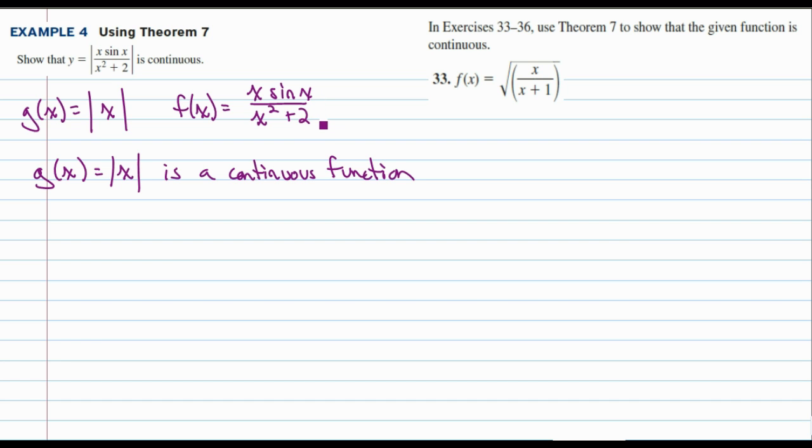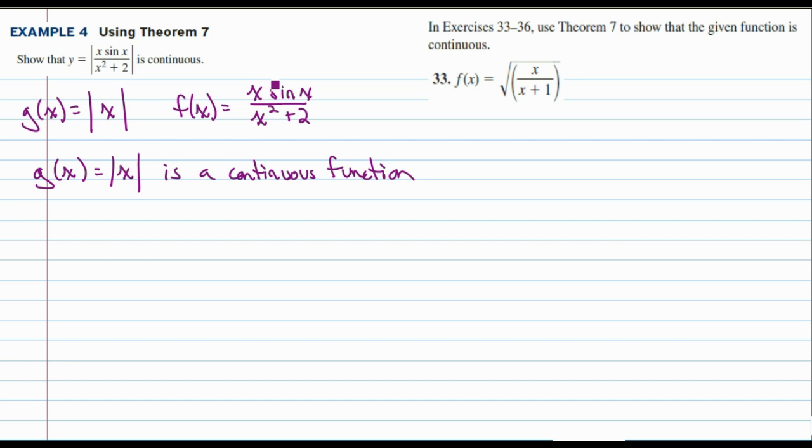And I know there's a lot of ways to decompose this function, but let's stick to something simple for the exterior and a little more complicated for the interior. We know that g of x equals absolute value of x is a continuous function. That's that V-shaped one. There's no discontinuities. We're all set. f of x, though, is made up of a whole bunch of stuff.